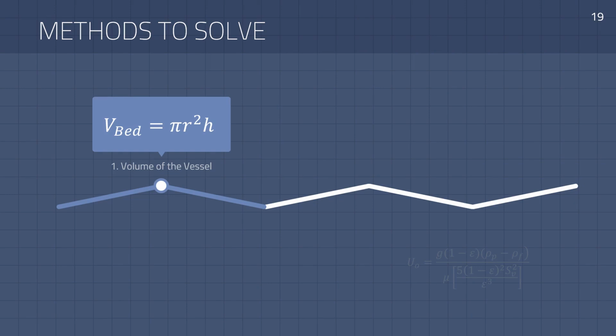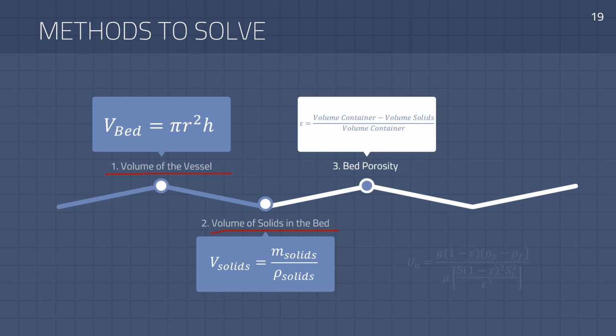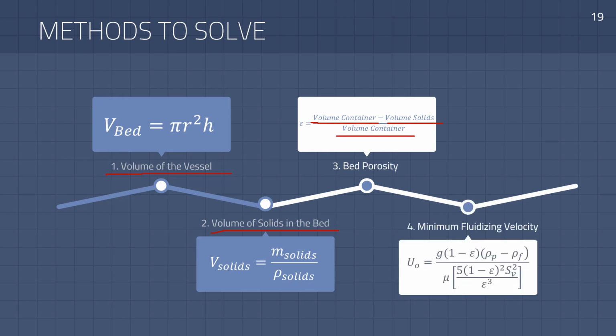So first is to determine the volume of the vessel, which is described by the equation pi times r squared times h. The second is to determine the volume of solids in the bed by dividing the mass of the solids by the density. The third one is to calculate the bed porosity, where the volume of the container, which was obtained from the first method, subtracted by the volume of solids, which was solved from the second method, is divided by the total volume of the container. And lastly, by those values, we can now obtain the minimum fluidizing velocity as shown by this equation.